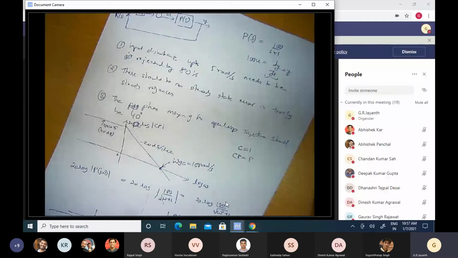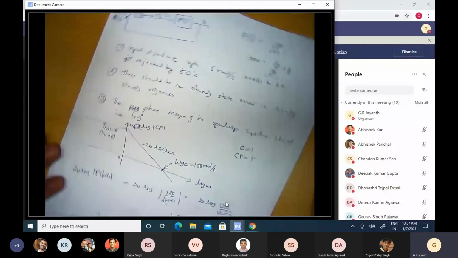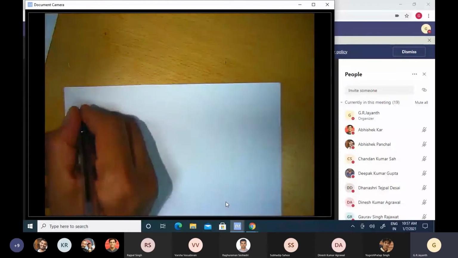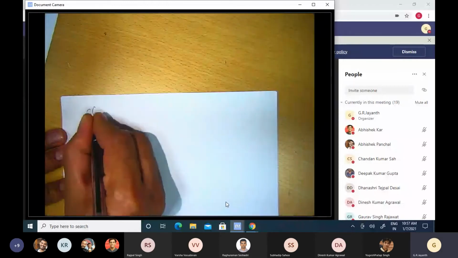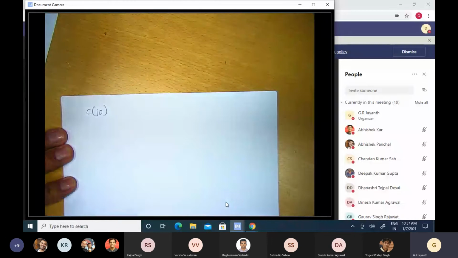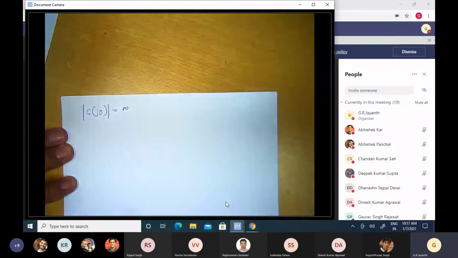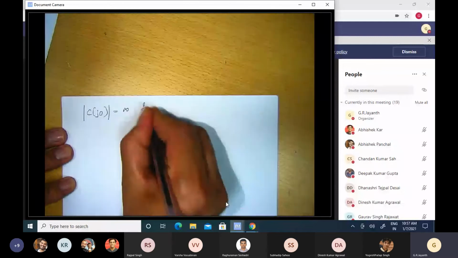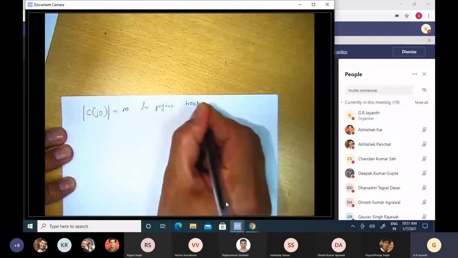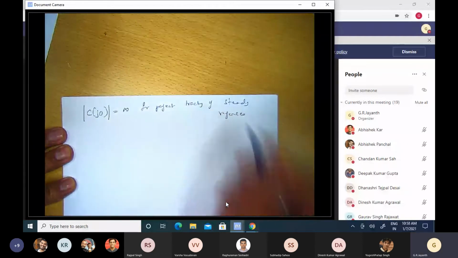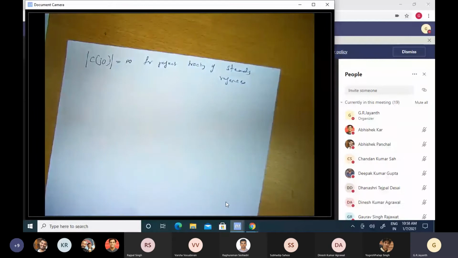Any questions about this? Okay, so good to know that you are following the logic. So what we want, therefore, the second specification translates to the following thing. The controller C of J0 should be equal to infinity. The magnitude of the controller C of J0 should be equal to infinity for perfect tracking of steady references. Okay, so this is the first requirement.